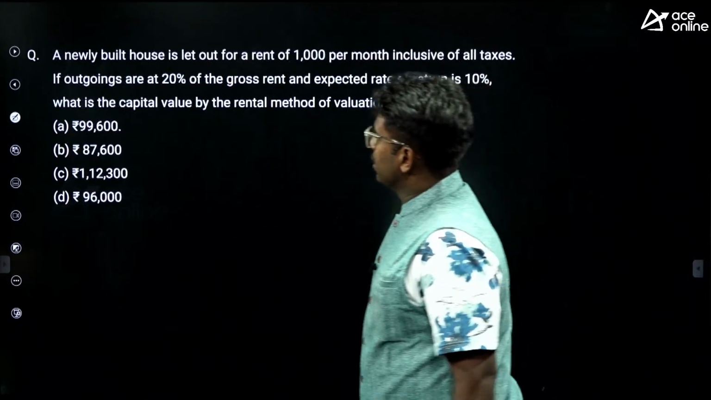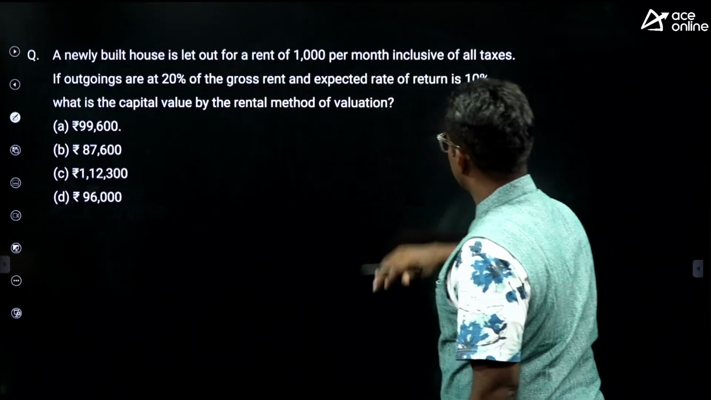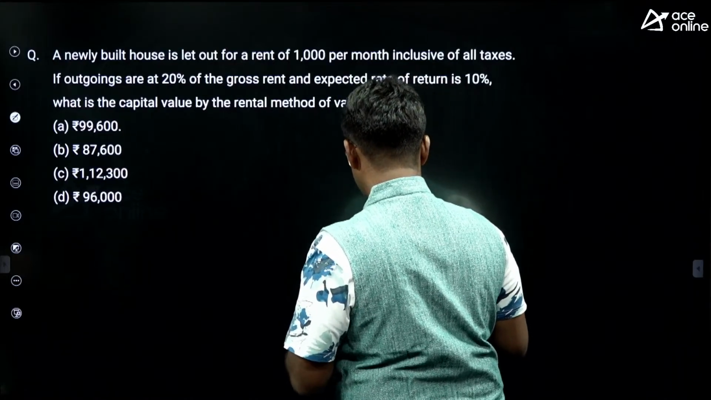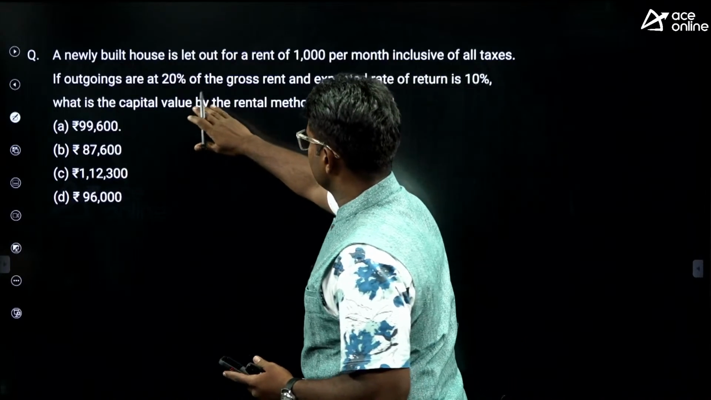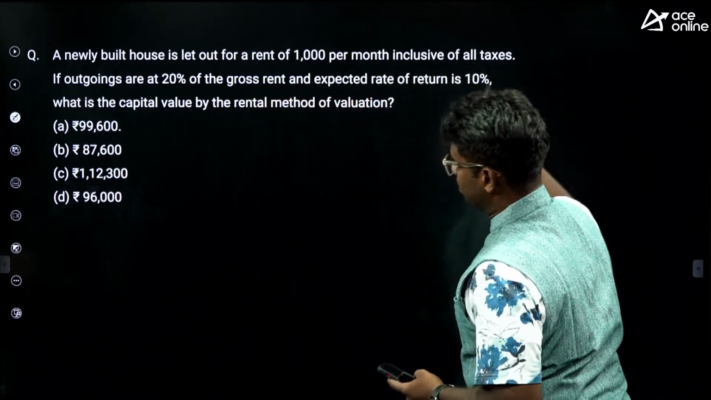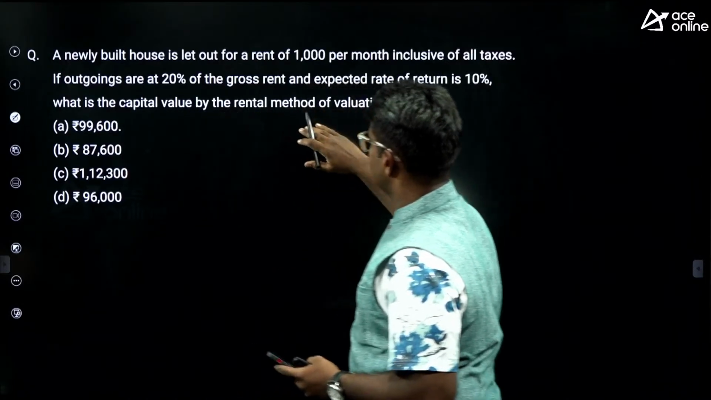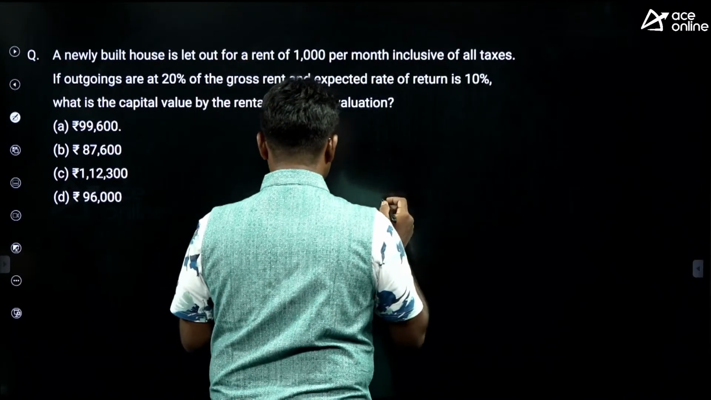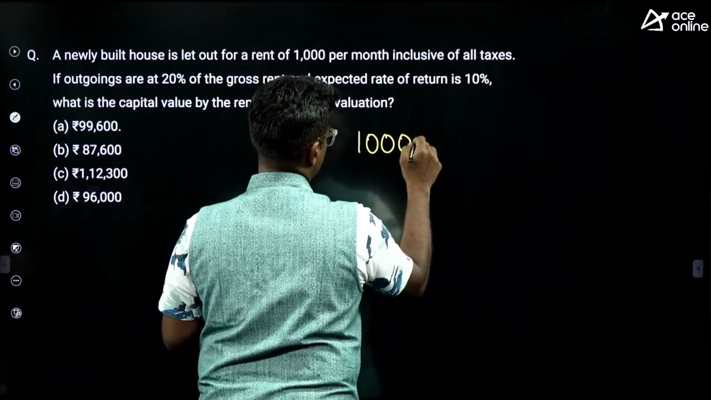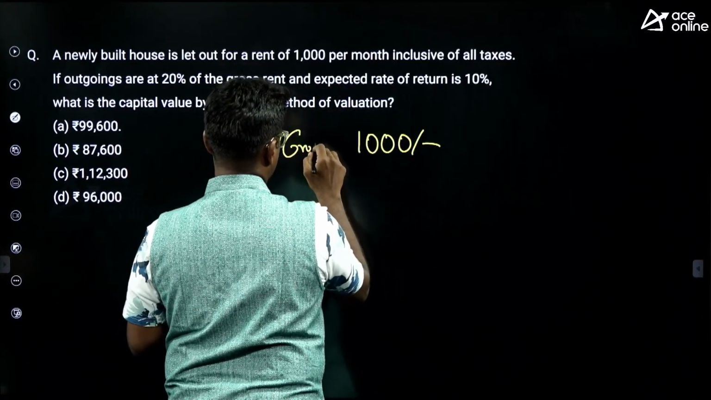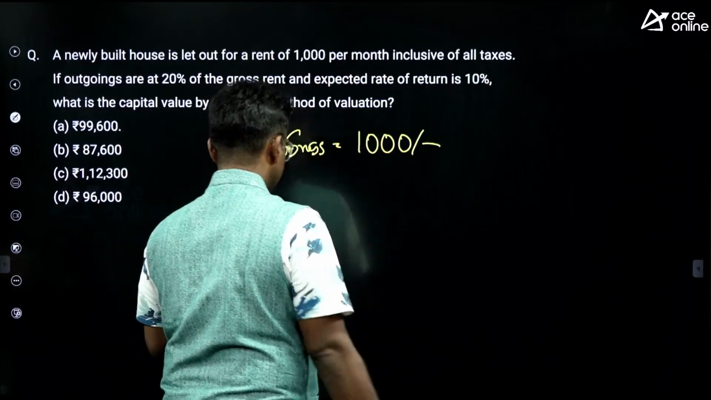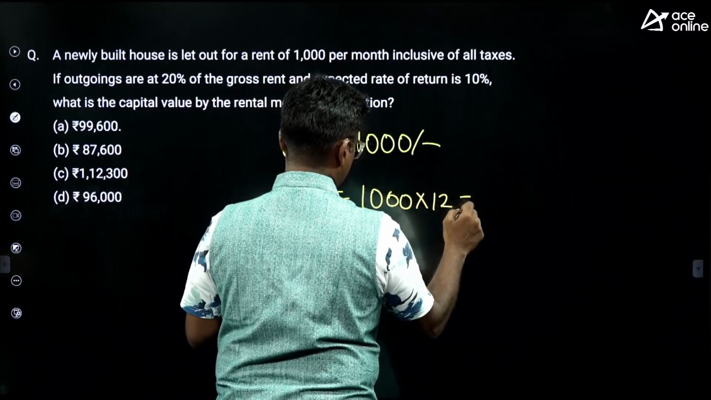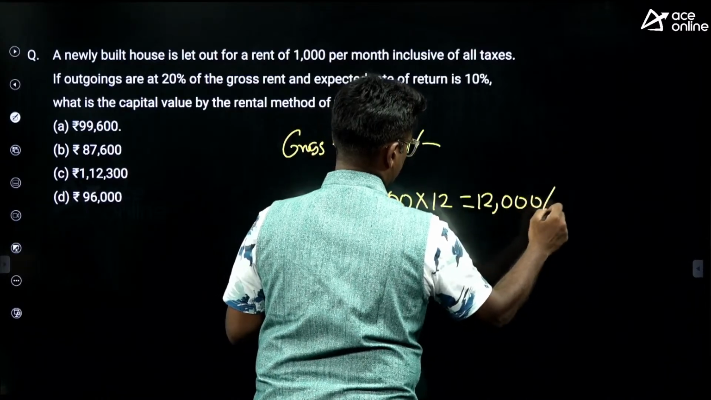Next, a newly built house is let out for rent for 1,000, inclusive of all taxes. If outgoings are 20% of the gross rent and expected rate of return is 10%, what is the capital value by the rental method of valuation? Simple one. Gross monthly rent is 1,000. Gross yearly rent means 1,000 into 12, which gives you 12,000.